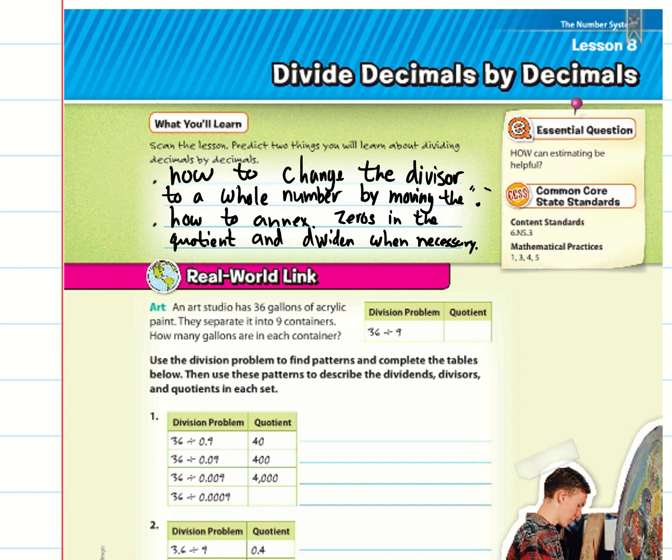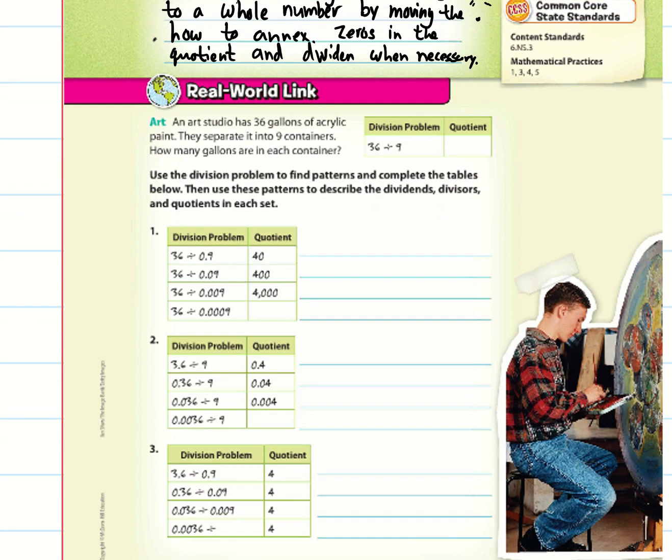So we're going to check out the real world link. It says the art studio has 36 gallons of acrylic paint. They separate it into 9 containers. How many gallons are in each container? So it says this is a division problem, 36 divided by 9. So that means the quotient is going to be 4. It says use a division problem to find patterns and complete the tables below. Then use these patterns to describe dividends, divisors, and quotients in each set.